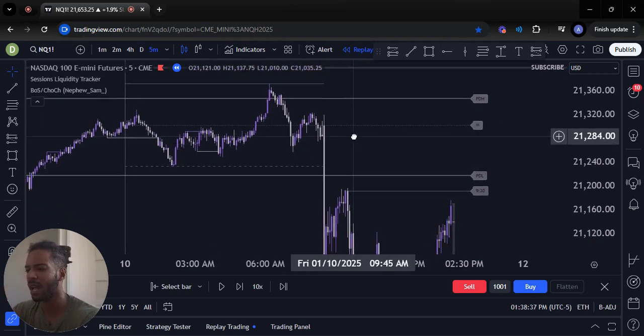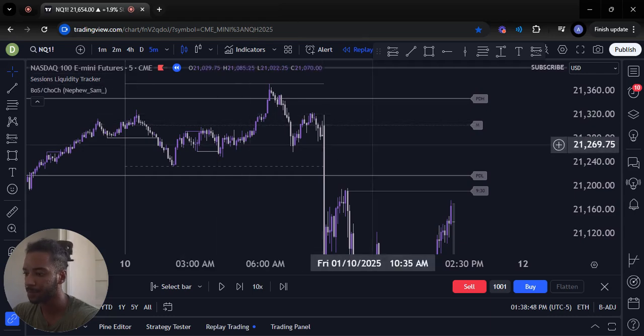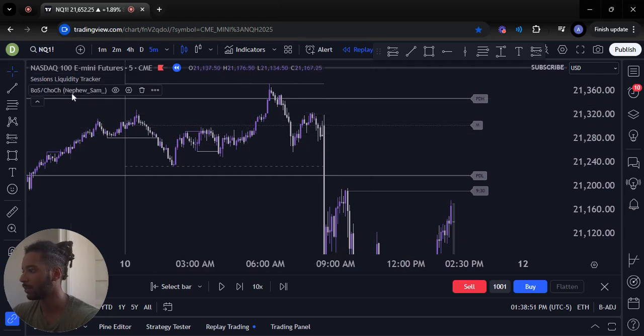And there's lots more customizations you can do with this. So if you guys are looking for an indicator that plots all your levels, I would highly, highly recommend this Sessions Liquidity Tracker.